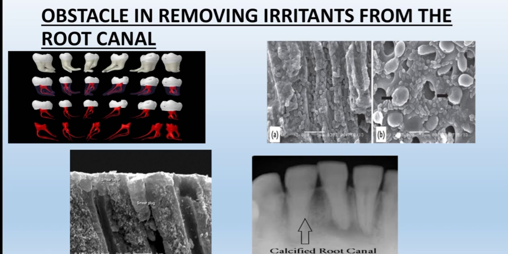Now, obstacles in removing irrigants from the root canal: complex root anatomy, presence of smear layer, calcified root canal. These are the obstacles in removing irrigants from the root canal.